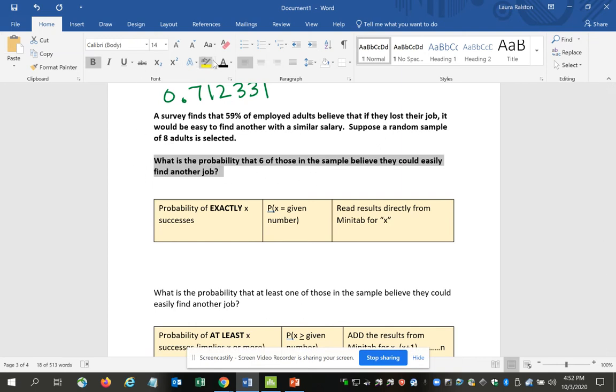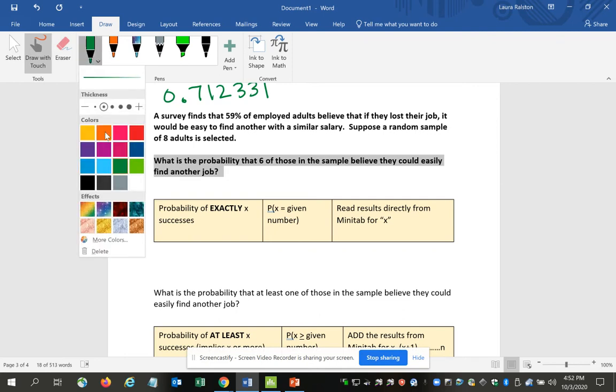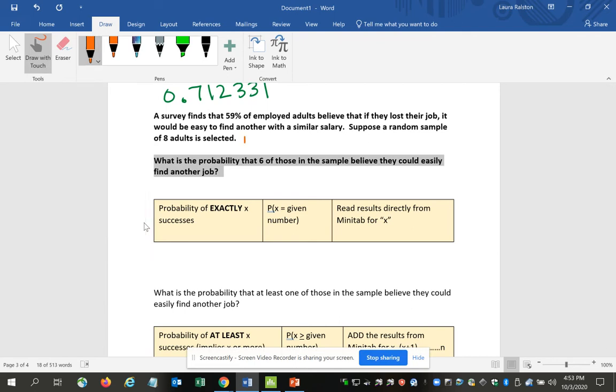So again, one of the first things we want to do here, guys, is identify our N. The N for the next two problems is 8, because we had a random sample of 8. The probability that they believe they could find another job with a similar salary, you got to be careful here, guys, because it's given to you as 59%, but we have to enter that into MINITAB as a decimal. So remember, you have to divide by 100 to convert that percentage to a decimal.